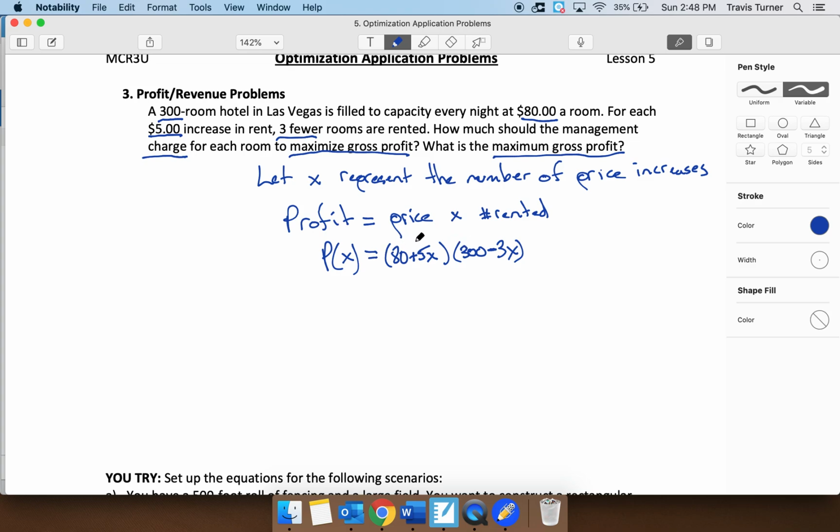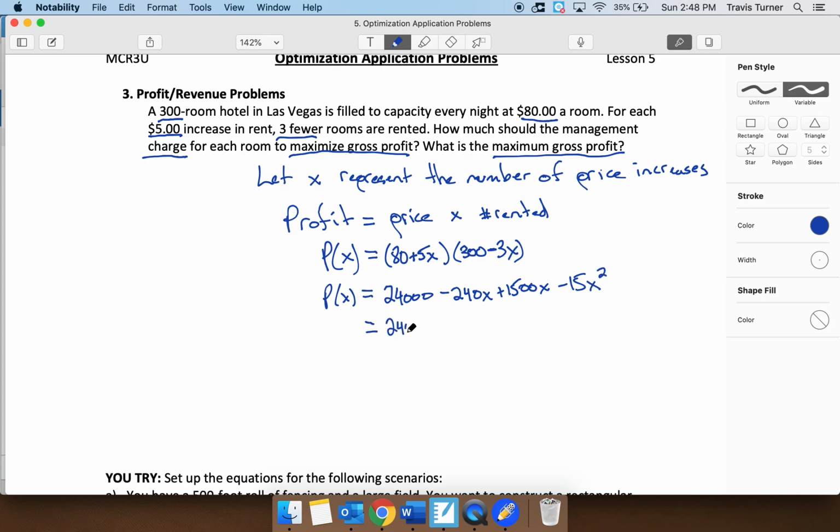So what we need to do is now FOIL this out. So 80 times 300 plus 80 times negative 3x and so on. So you can try that. I'm going to write it out just to save some time. So this 80 times 300 gives me 24,000, minus 240x plus 1500x minus 15x squared.